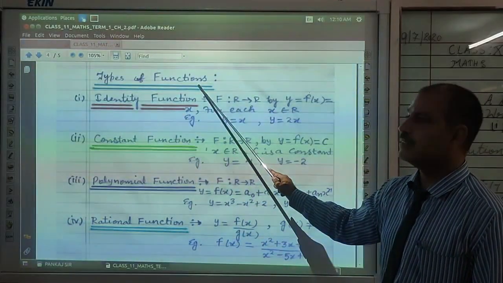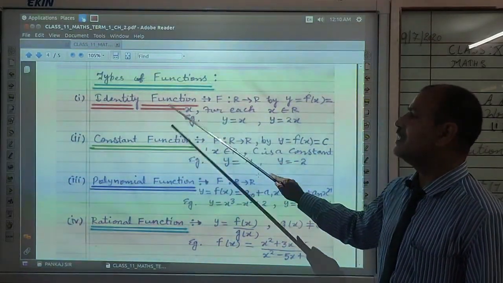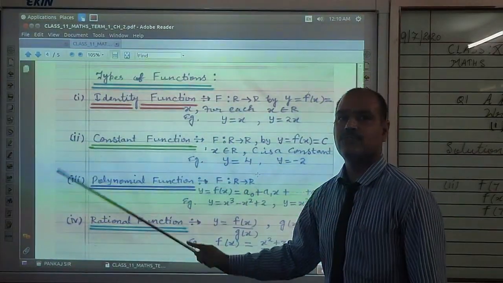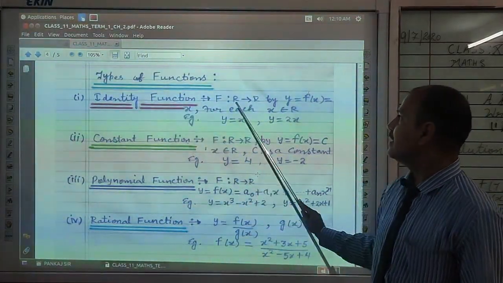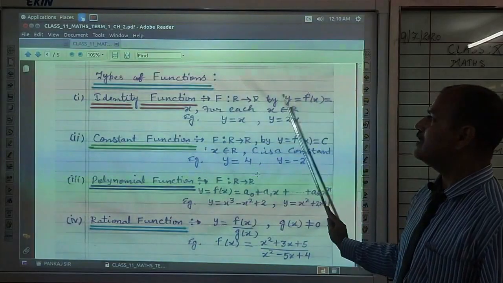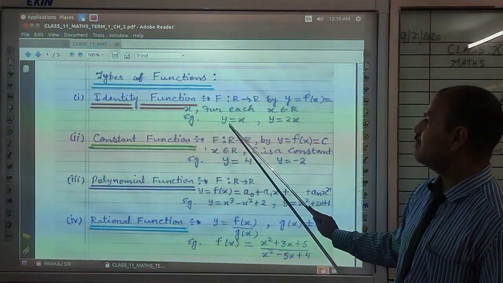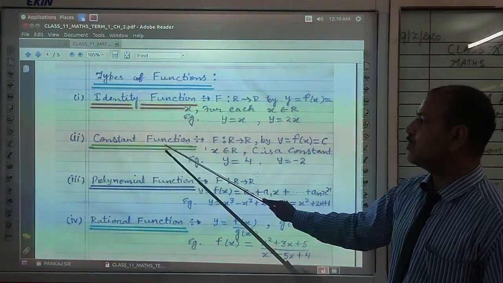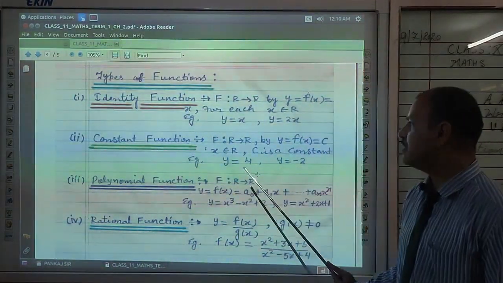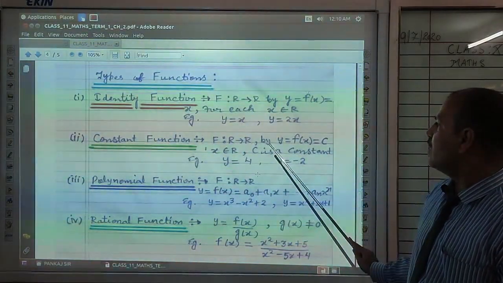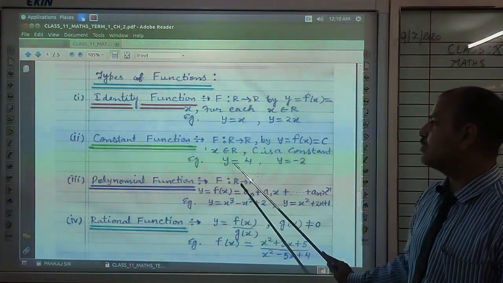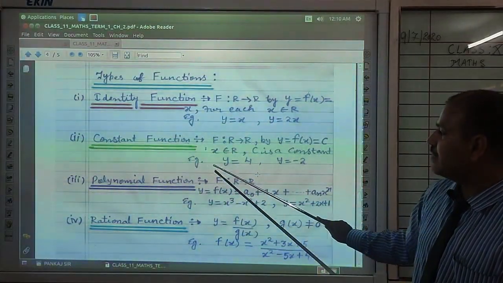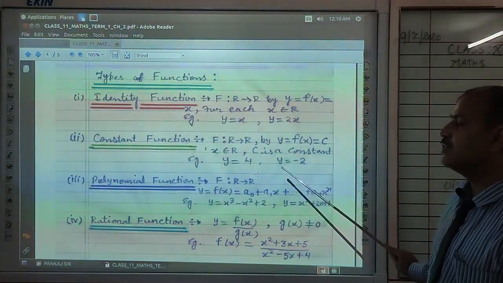Types of functions, you can go through these lines. There are 7 types of functions. Now what are they? First function, identity function. The standard form is y is equal to f(x) is equal to x, and examples are y is equal to x and y is equal to 2x. Second is the constant function. Constant means the value is constant. So f: R to R by y is equal to f(x) is equal to c, x belongs to R, c means constant. Examples, y is equal to 4 and y is equal to minus 2.